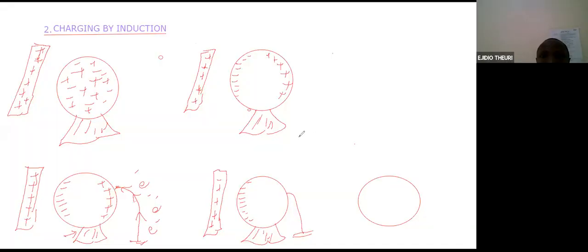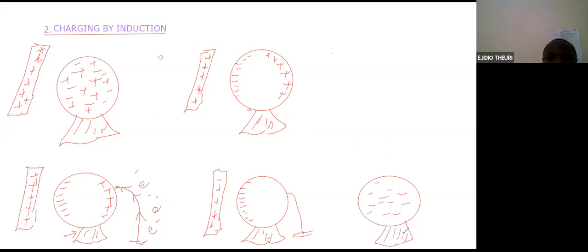Nataka niwachoree sasa ya mwisho kabisa. This is what will be left. So this is what will be left. The negatives are going to redistribute. Sorry, not the positives, but the negatives. The negatives will redistribute across the whole body. That is the end. This is the body now. The body will be left negatively charged.